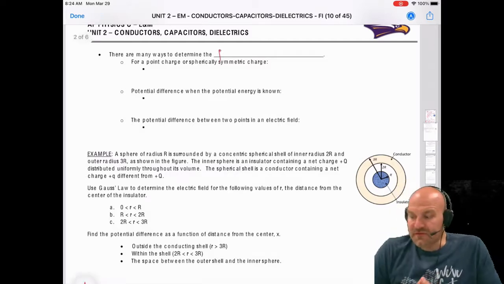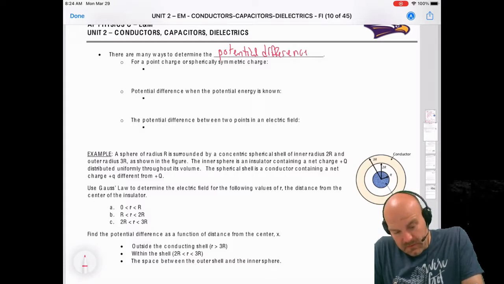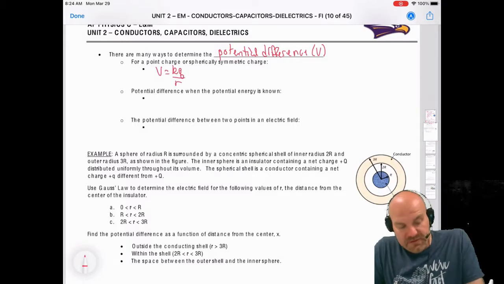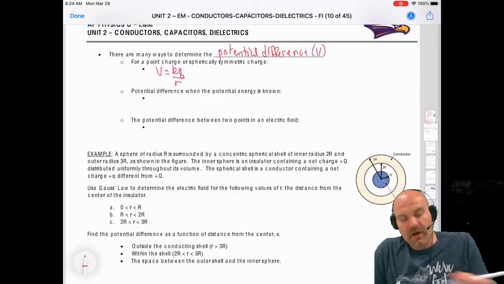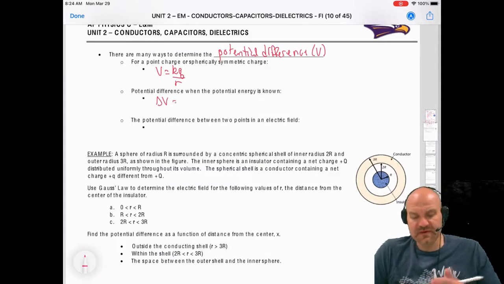So, potential difference, there are three ways to calculate it. Again, potential difference is V, right? If it's a point charge, we talked about that in the previous video, it's simply kQ over r. You may see this Q written as a capital Q, and I go back and forth between capital Q and lowercase q.